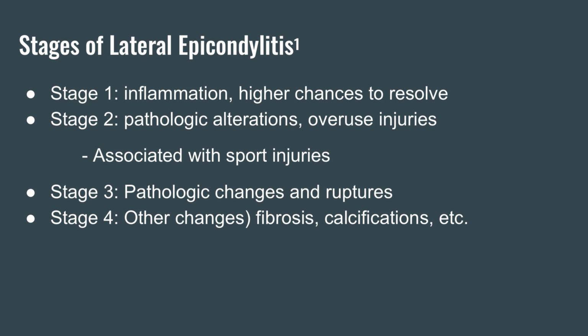There are 4 stages of lateral epicondylitis. The first stage is just associated with inflammation and having higher chances to resolve. The changes are reversible here, so it just has a better chance of healing on its own. Then stage 2 is going to be your pathologic alterations, for example, tendinosis. This is more of a fibroblastic and vascular response more than an inflammatory response, and your sports injuries are going to be associated with stage 2. Then stage 3 is going to be the pathologic changes and ruptures and structural failures, and then with stage 4, those are going to be your secondary changes such as fibrosis and calcifications.